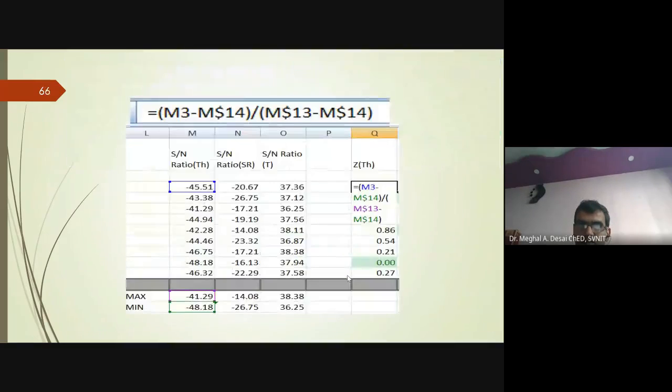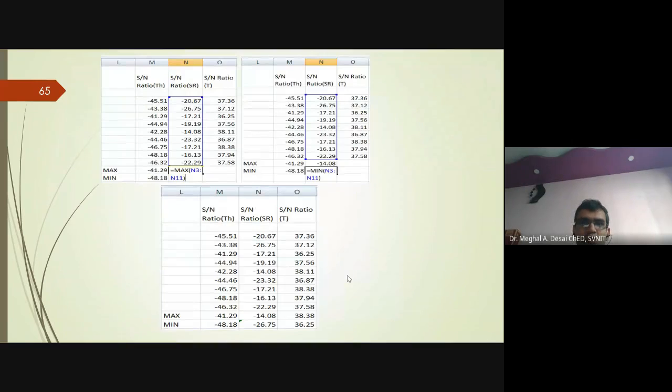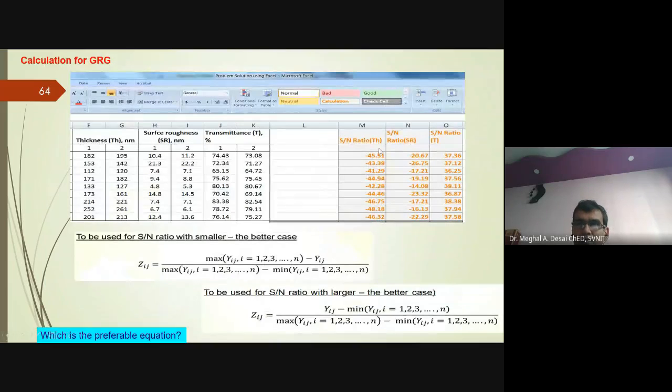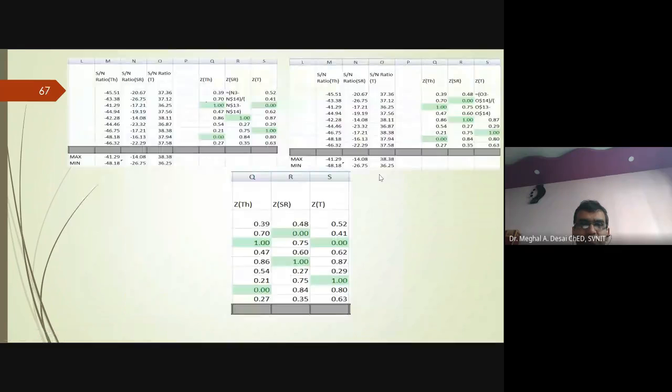Okay, just one more reason to show you, if you go through this, 41.29 is the highest value, na? You should have 1 over here. Otherwise, what will happen if you use the minimum case, here 0 will come and here 1 will come. That means the one whose value was high will become low, and the one that was low will become high. So be careful over there.